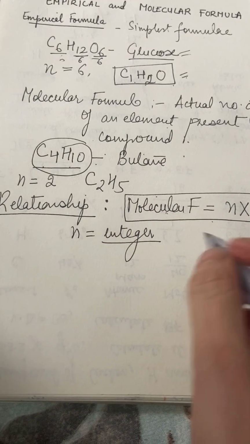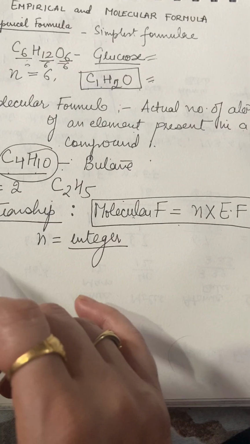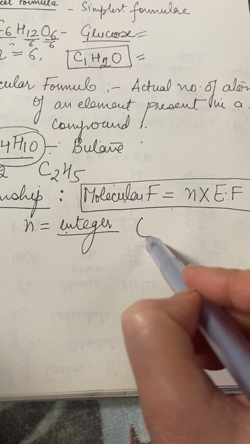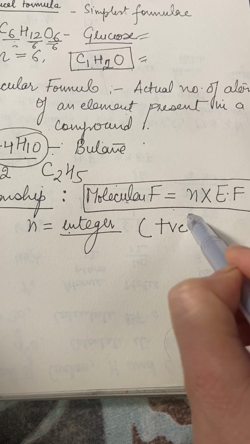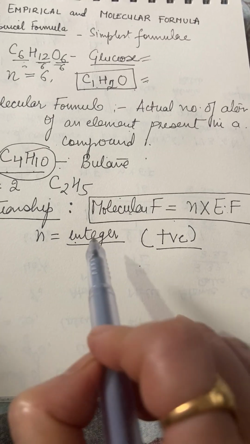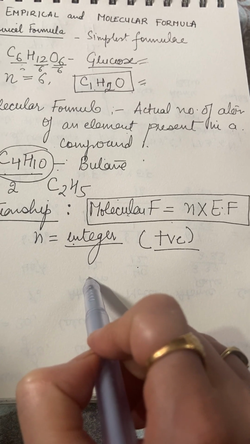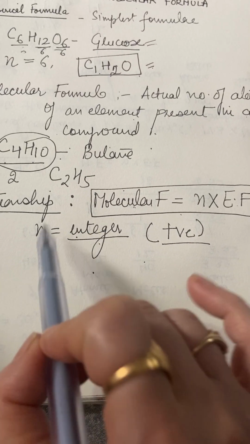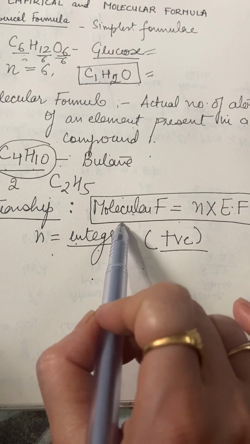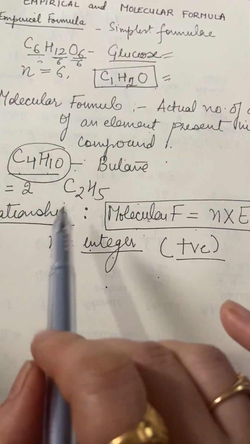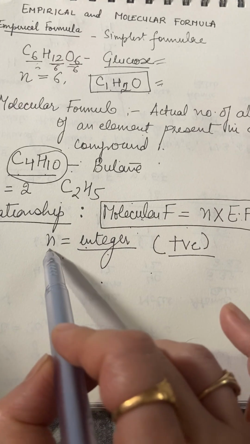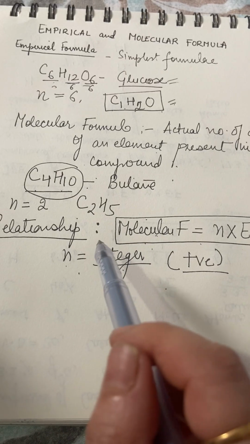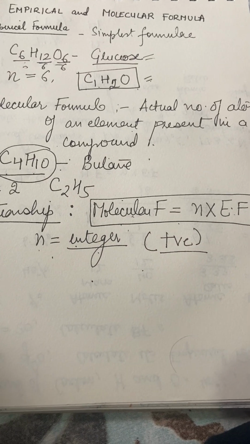or any number. But when we talk about integers, they can be positive and negative. But in case of molecular formula and empirical formula, you always take the positive value of the integer, because you know that the empirical and the molecular formula can never be calculated in its negative form. Second, the n value should always be a whole number, not a decimal number. Suppose you have solved one question and you are getting n value as, let us suppose, 1.34. Then it means you have done something wrong. It should always be a whole number.